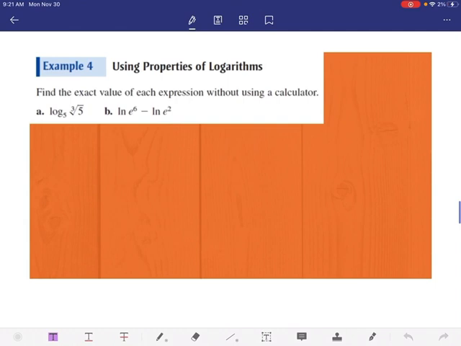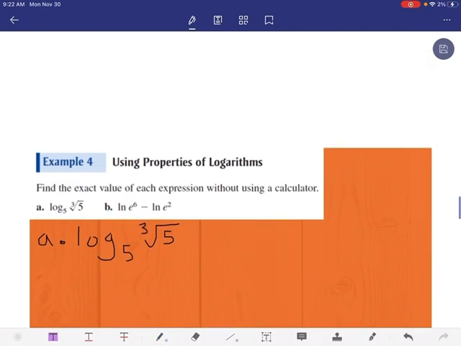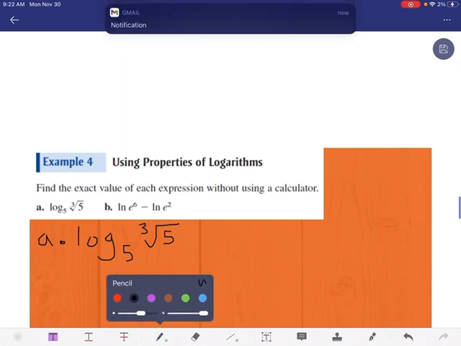So obviously, all of these can be plugged into our calculator, and we could just do it that way. However, I want us to practice using our logarithmic property. So notice on part A, we have log base 5 of the third root of 5. Now, before we go ahead and get started, there is one important thing that we need to look over.